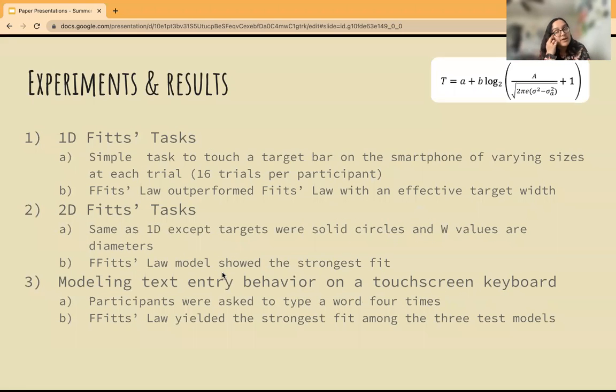So more about the experiments. In 1D, they had a simple task to touch a target bar on the smartphone of varying sizes at each trial. So specifically, there was a starting point as a bar and then a target bar. So the target bar could be of different sizes, maybe like a button or different sizes that fit on a smartphone UI. Each participant did 16 trials and their modification outperformed Fitts law with an effective target width.